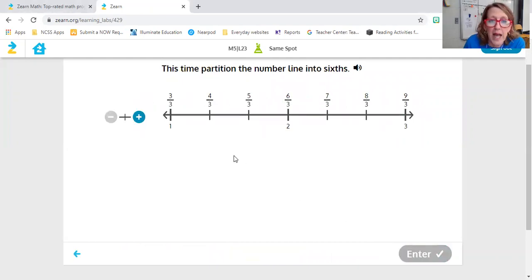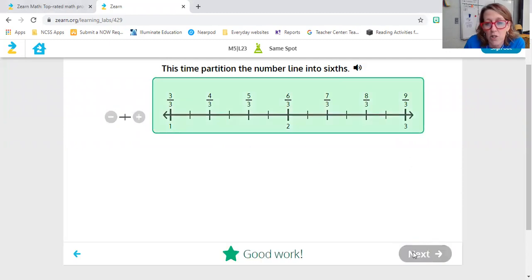Okay, and then this time we're going to partition it into sixths. So now it's into thirds. Let's see if we can make it into sixths. All right, so let's count these from 1 to 2. Let's count them. 1, 2, 3, 4, 5, 6. So there's 6 between 1 and 2, and that's what we want to make sure we have. Okay, good job.